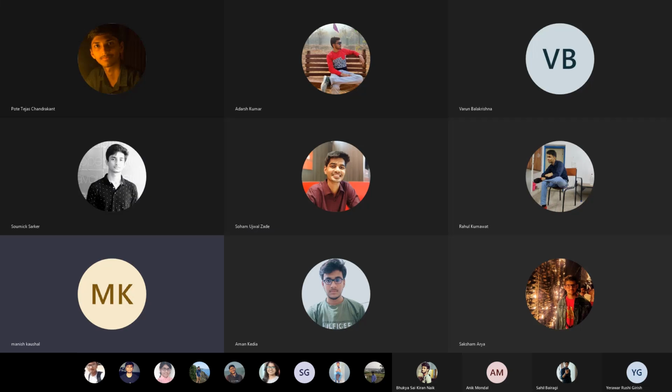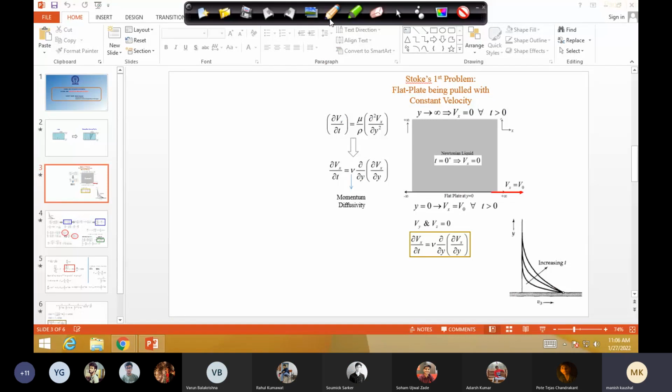So what we were doing is this. Okay, a quick recap: we are trying to obtain the velocity profile for this particular problem, where the bottom plate is moving with some constant velocity for all t greater than or equal to 0. So this is a boundary condition. And initially the fluid is at rest, so velocity is 0 everywhere.